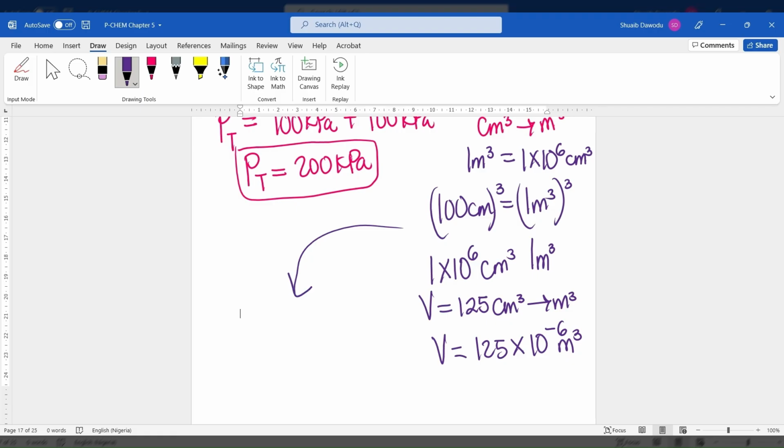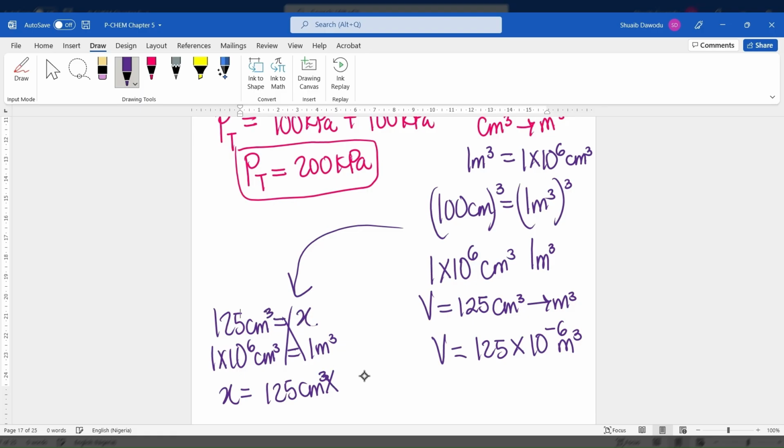Again, for any student who is struggling, it's simply this: 125 centimeter cube is equal to x, while 1 times 10 to the power of 6 centimeter cube is equal to 1 meter cube. If we solve for x in this case, we end up with x equal to 125 centimeter cube times 1 meter cube divided by 1 times 10 raised to the power of 6 centimeter cube.